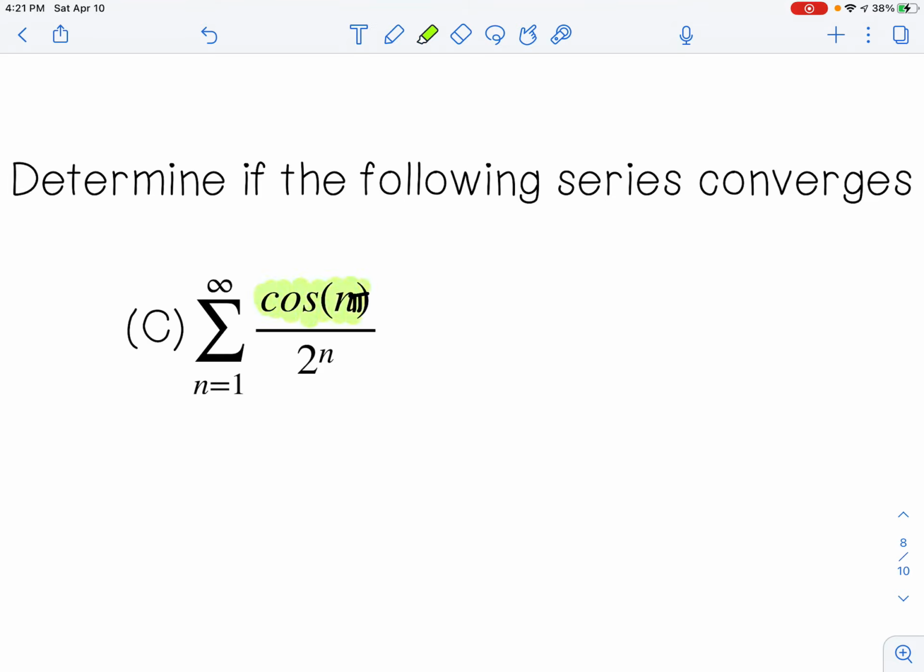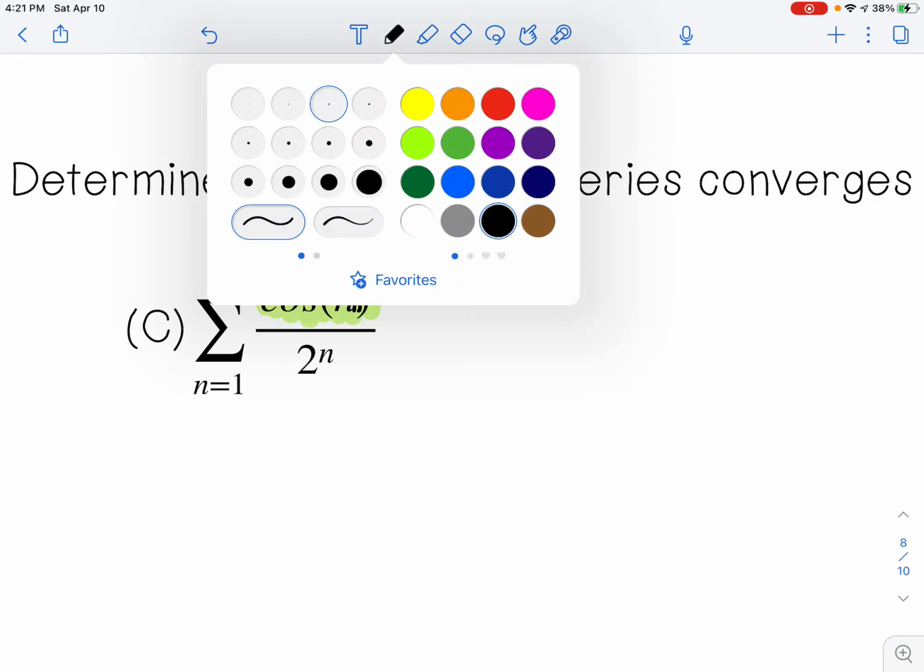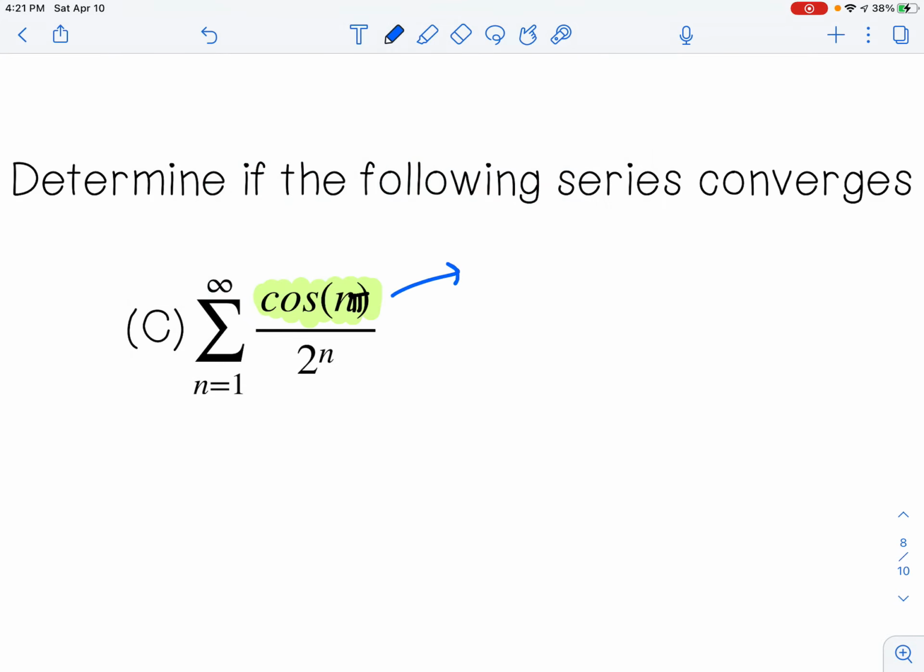Okay, so this is actually kind of a hidden oscillator. If we think about cosine of n pi, and n is an integer, so we have 1 pi, 2 pi, 3 pi, 4 pi, and so on and so forth. The values of cosine for 1 pi, 2 pi, 3 pi, 4 pi, that's just going a half turn around the unit circle each time. So cosine oscillates between -1 and 1.